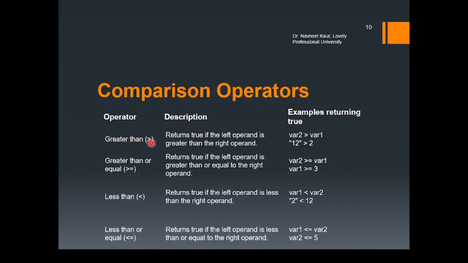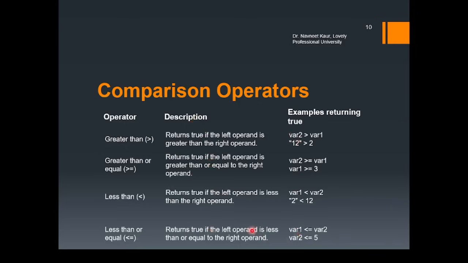Then we have the greater than sign, where we check whether one variable is greater than the other. The greater than or equal to sign will check if one variable is greater than or equal to the other variable. The less than sign will check if one variable is less than the other variable. And the last one is less than or equal to, that checks if one variable is less than or equal to the other variable. All these comparison operators always return a Boolean value. It will be either true or false. So here, the description is also given along with the examples.